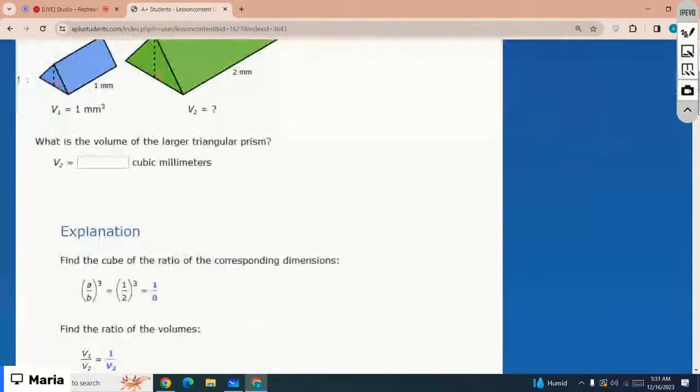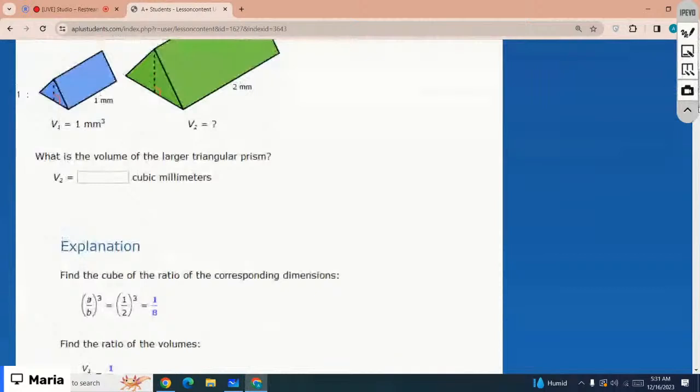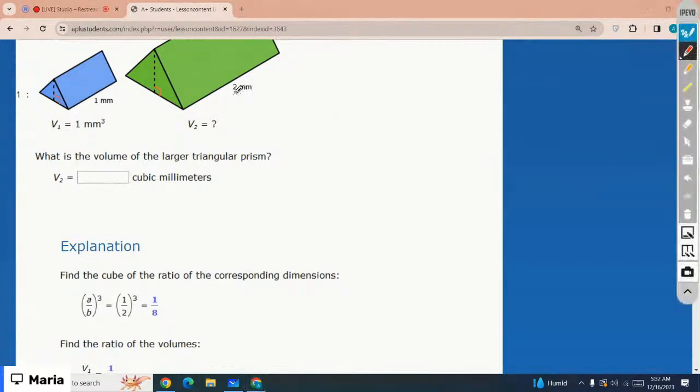Okay. Whenever we have to calculate the volume of similar figures, you need to make a cube of the corresponding dimensions, right? You can see both the figures are similar. So you have the corresponding dimensions that are 2 and 1, they are similar. So you need to calculate their cube, right? 1 over 2 cube, that is 1 over 8.